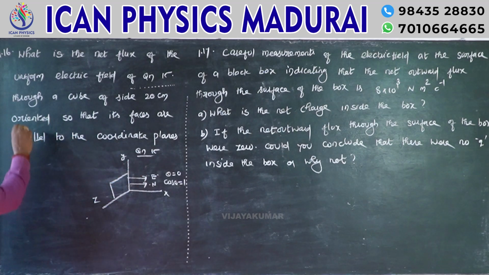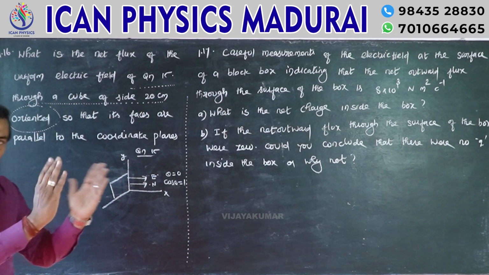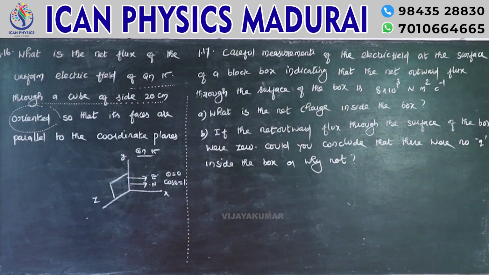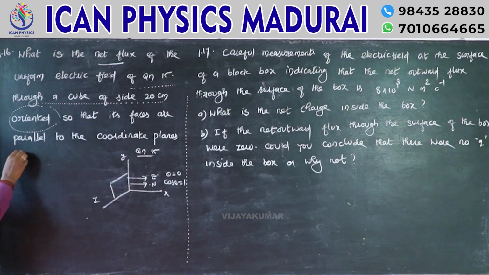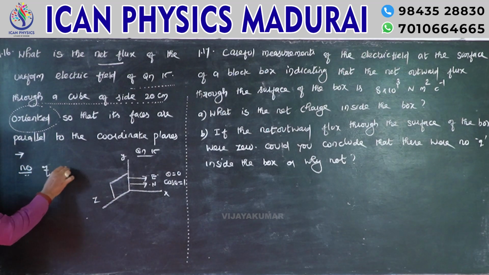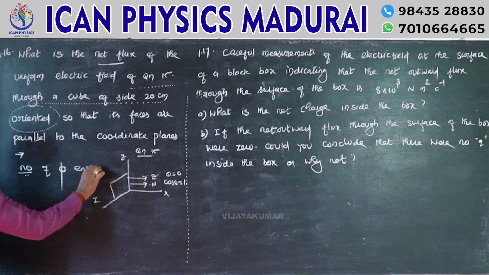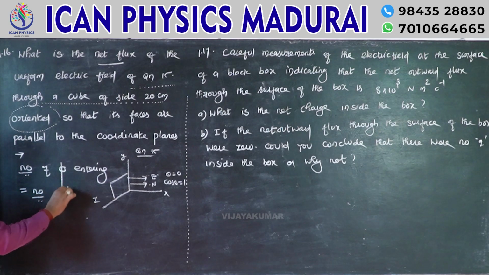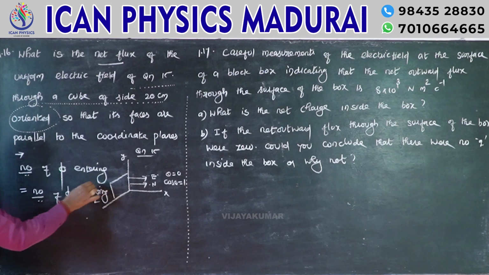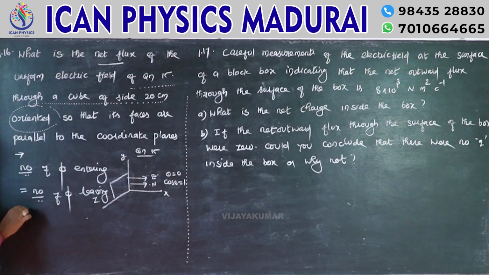Here, a cube of side 20 centimeter is oriented. It is oriented such that all the three axes, X, Y, Z axis, are parallel to the coordinate planes. What is the net flux? Simply we can go for the number of flux entering. Number of flux entering in one face is equal to number of flux leaving. So in one face it enters, in another face it is leaving. So from that we can say the total flux or the net flux through the cube is 0.